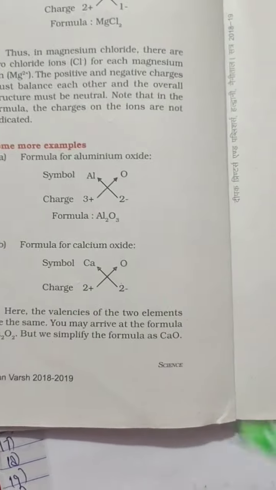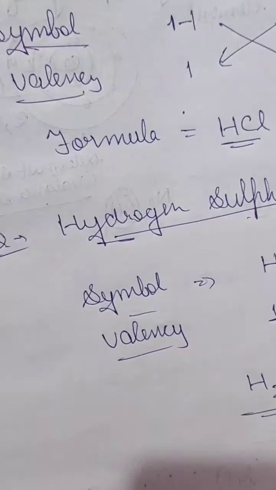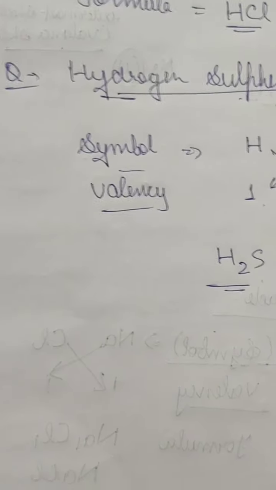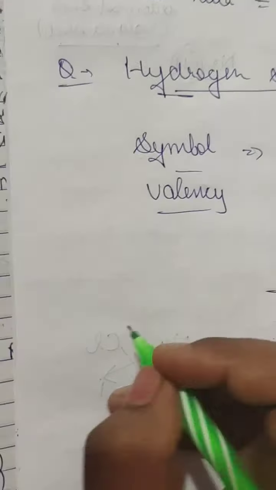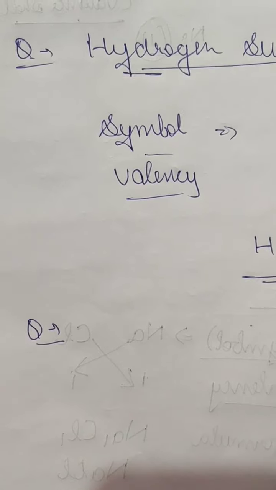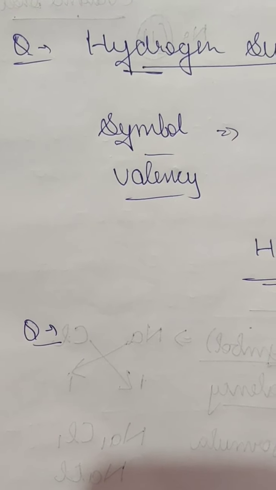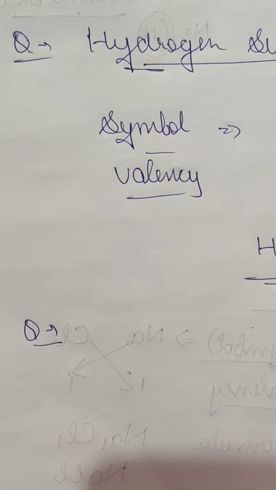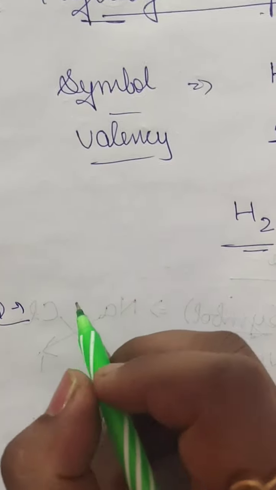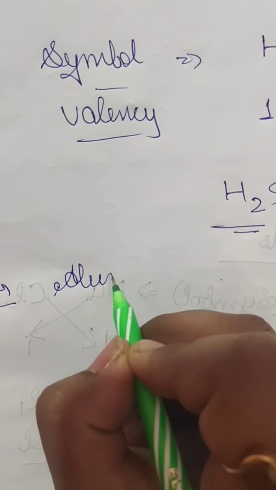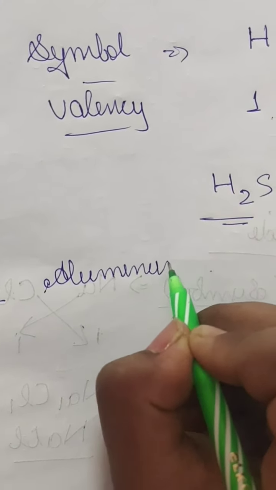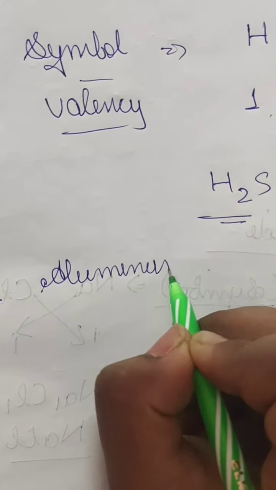Okay, so with the help of these we can solve all these questions. I will be giving you some more questions. We will be doing some more questions today itself. Like if we take the formula of aluminium sulfate. Okay, aluminium sulfate.